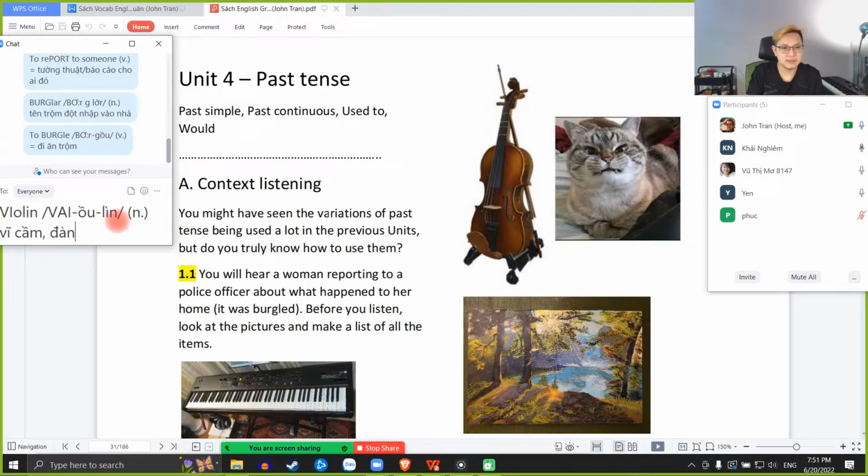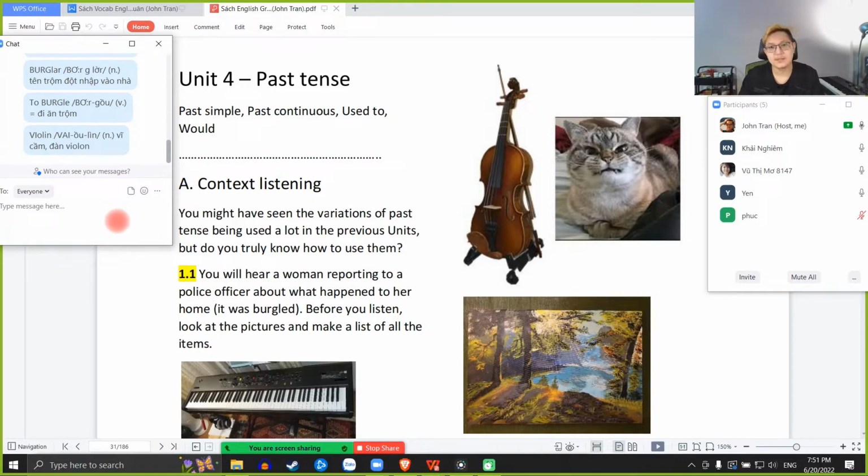Nó có cái cây không này? Đàn violon. Đàn violon là đàn violin á, tiếng Anh là violin. So, nó có cái cây đằng sau. Of course, there's a stick. Yes, it's a violin. Đàn vĩ cầm hay đàn violon á.